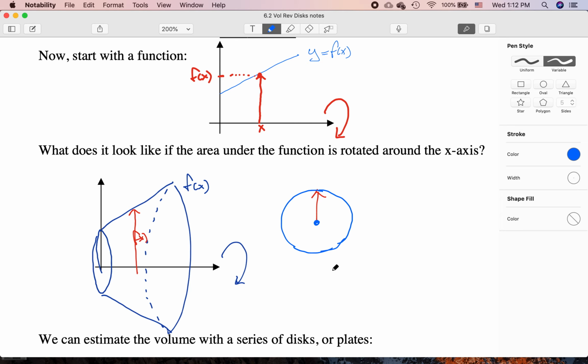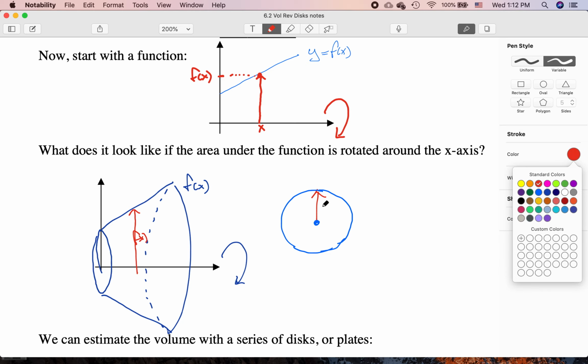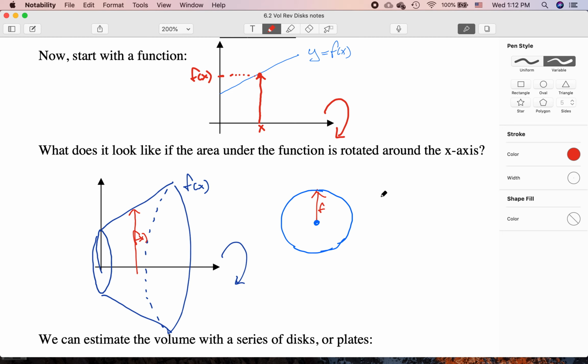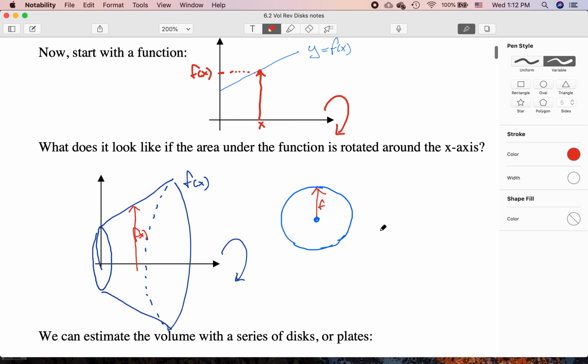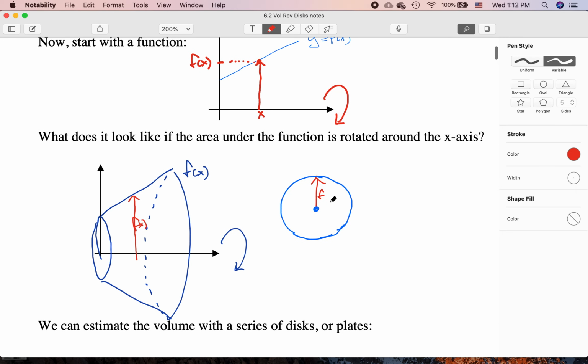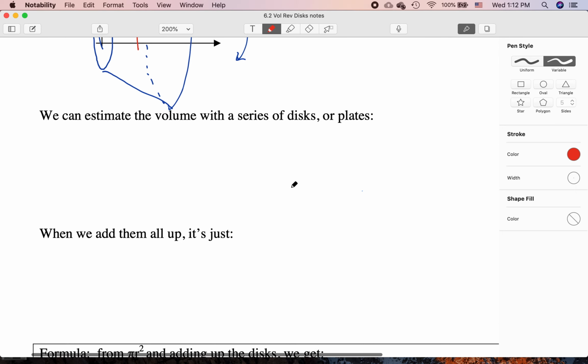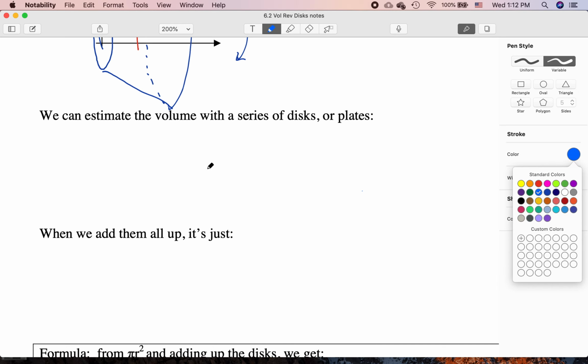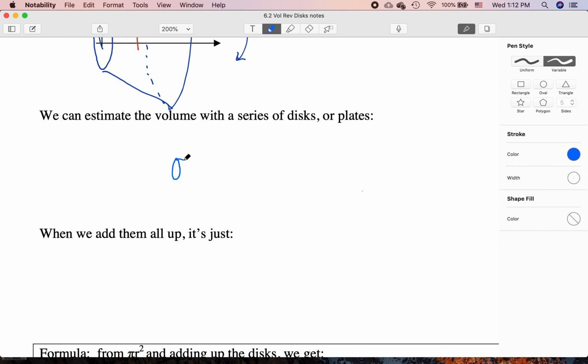So that's really what we're going to do. The radius is the function f of x, right? So instead of pi r squared, here's what we're going to end up with. Pi radius squared is going to become pi function squared. Okay, so see if I can do this as a bunch of plates. I don't know if I can do this diagram, but think of it. There's one, and it has a specific thickness. And then the next one's going to be a little bit better.